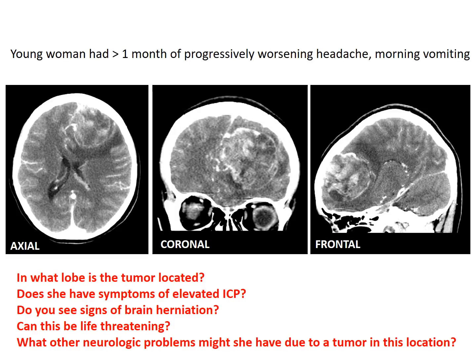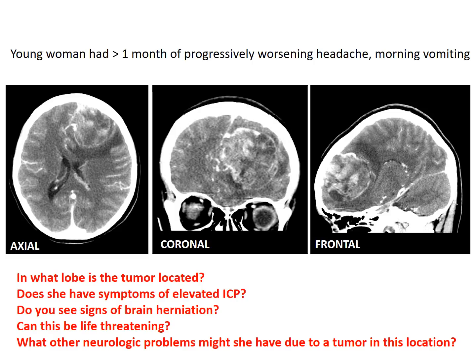So here you can see an axial, coronal, and frontal MRI, and hopefully you can see this contrast enhanced CT scan with the large tumor.